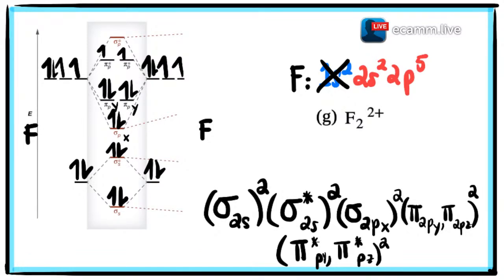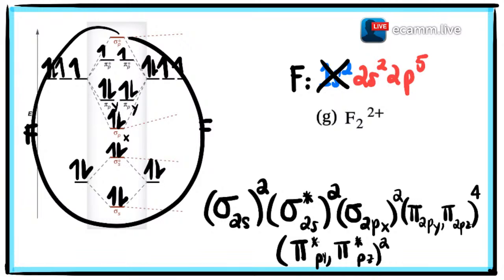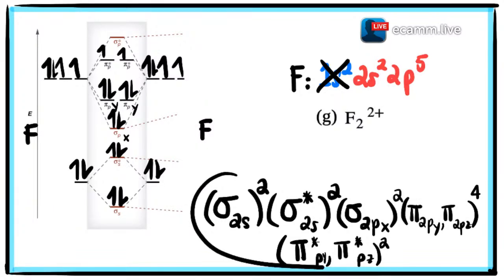2 there. And I just realized that there was a total of 4 electrons here. This one should have been to the 4th because there was 4 total electrons. And then this one is to the 2nd because there was only 2 electrons. So that's basically how to do a molecular orbital diagram in a nutshell, and then how to do the valence drawing.